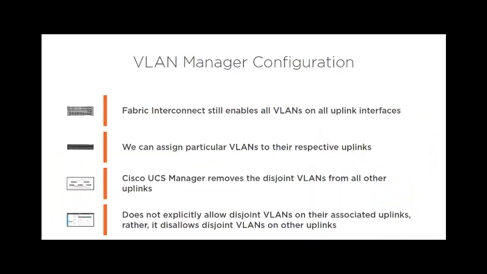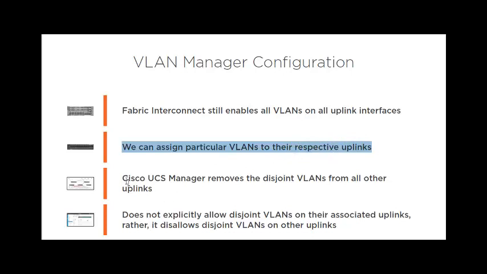But there is also another method which I will show you in the lab demo, where we will be creating VLAN groups, and we'll map the VLAN group to the interface. So these are the two methods. One method is you use the disjoint method, or you create VLANs and put them in a VLAN group and map the interface to the VLAN group. That uplink interface will carry those VLAN traffic. So VLAN manager configuration. Fabric Interconnect still enables all VLANs. I finished saying that. We can assign a particular VLAN to the respective uplinks. For that you need a VLAN group. Cisco UCS Manager removes the disjoint VLAN from all other uplinks.